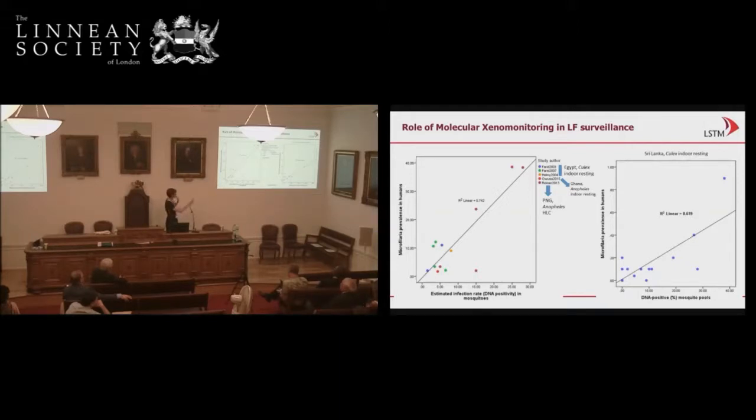And I've split this into 2 because on the right-hand side, that's a study that was using a very different method, a biased method of only screening mosquitoes that were blood-fed. So there's a correlation here, but there's quite a bit of movement around that line. And that variation, again, is due to different locations and species and collection methods. And I will come back to that.